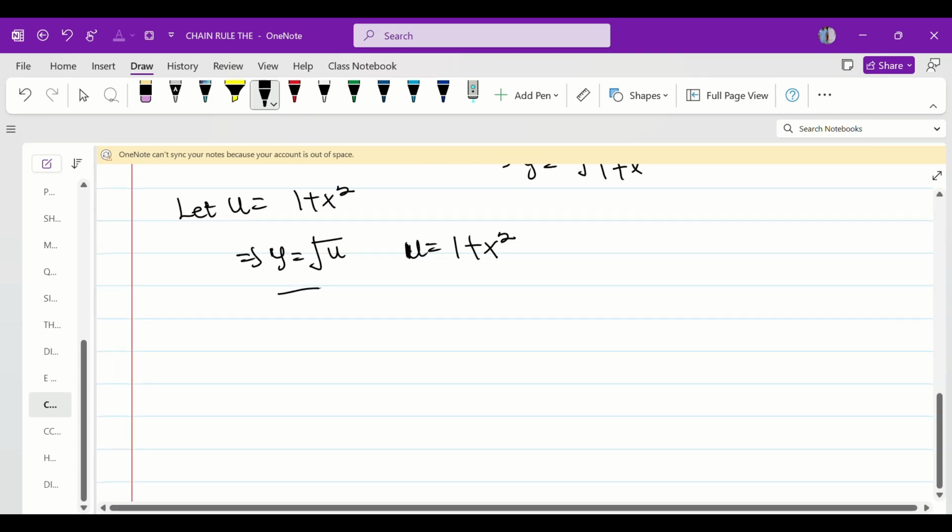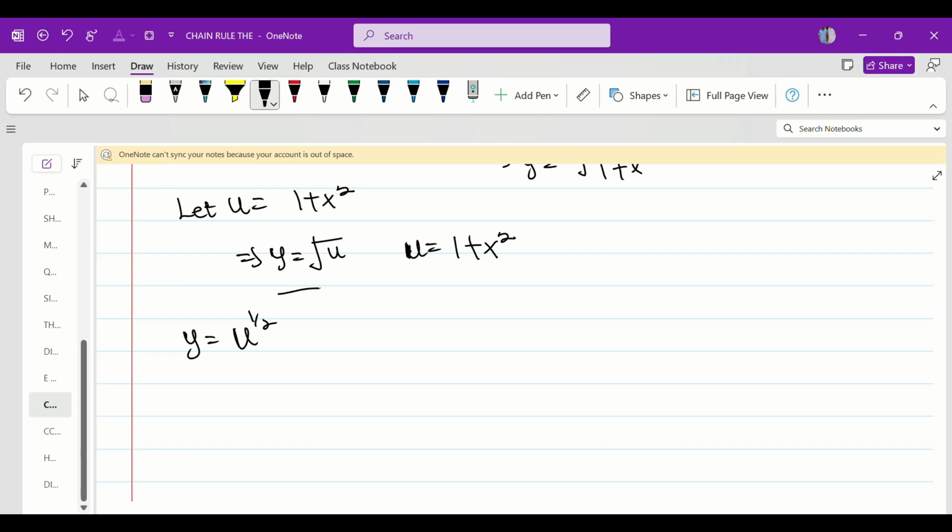So here we can write y to be u exponent 1 over 2. We can see that this is a composite function because we can see it as one function inside another function. We have the inner function 1 plus x squared, which is the u, and the outer function root of u, or u exponent 1 over 2. So that's why we can apply the chain rule.